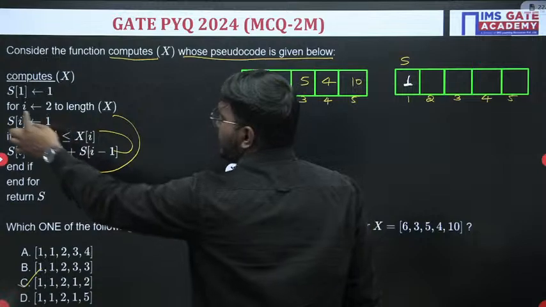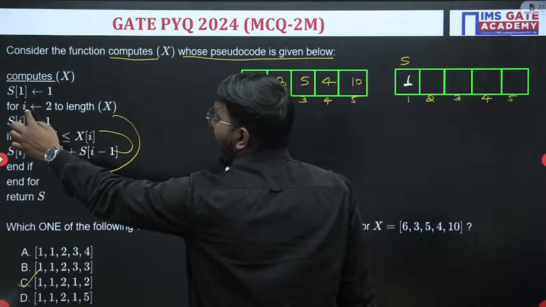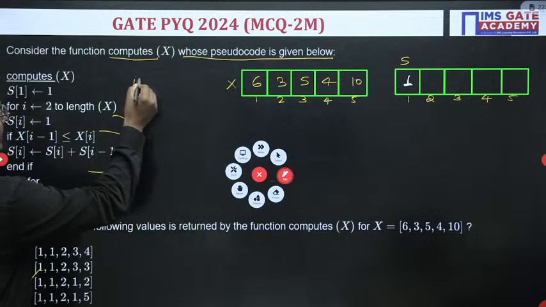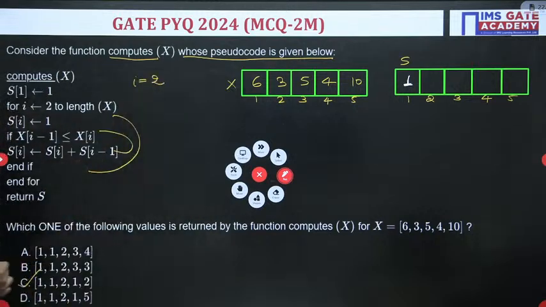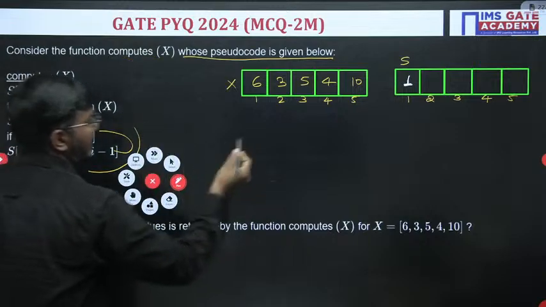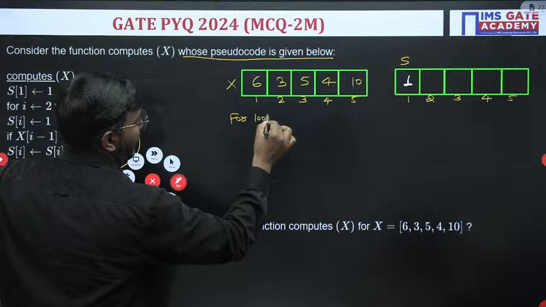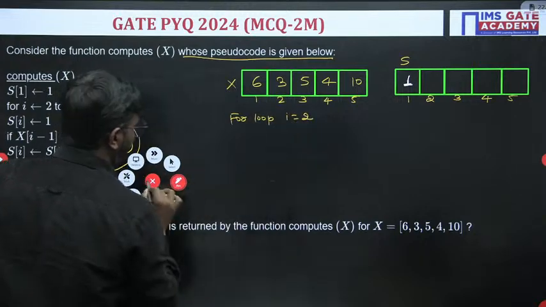Very good. Now the for loop starts from I equal to 2. That is a variable I. Let's take the loop here. For loop, and the for loop is starting from I equal to 2. Fine.